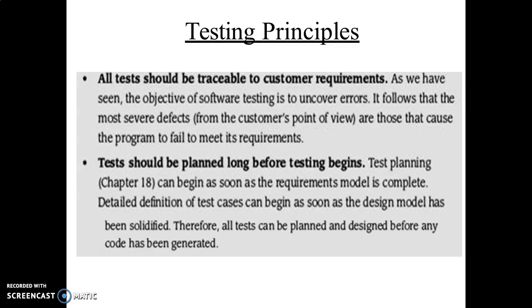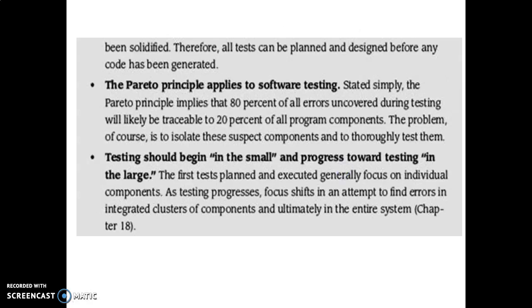The second testing principle is that tests should be planned long before testing begins. It is not the case that we plan the tests when we start testing the software; they should be planned before we start the actual testing. Next is the Pareto principle, which implies that 80% of all errors uncovered during testing will likely be traceable to 20% of all program components.